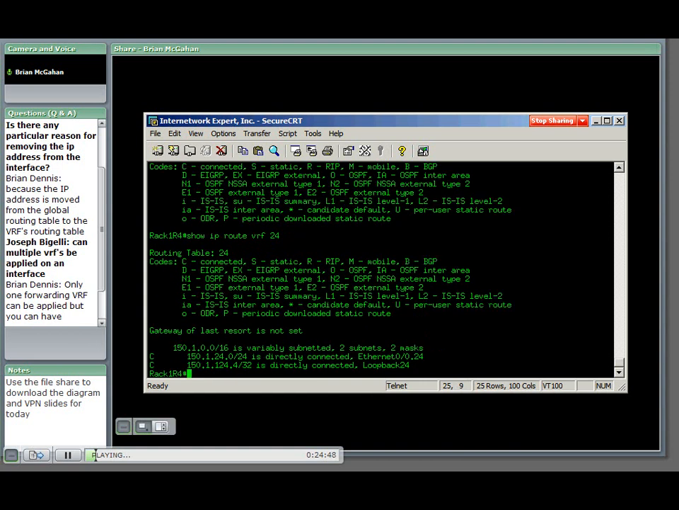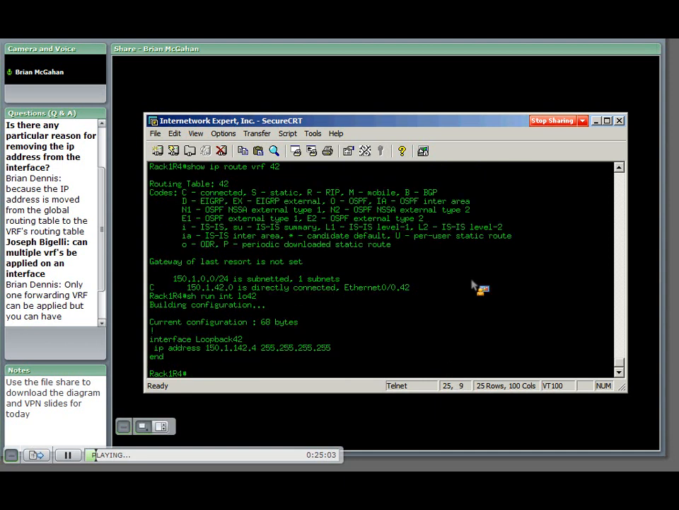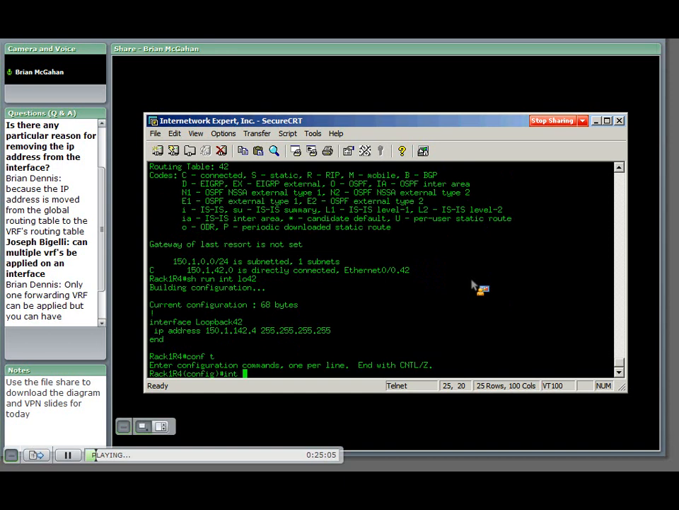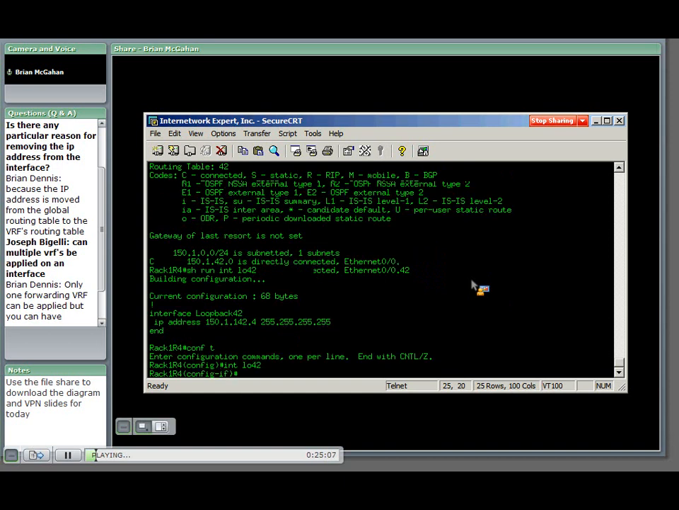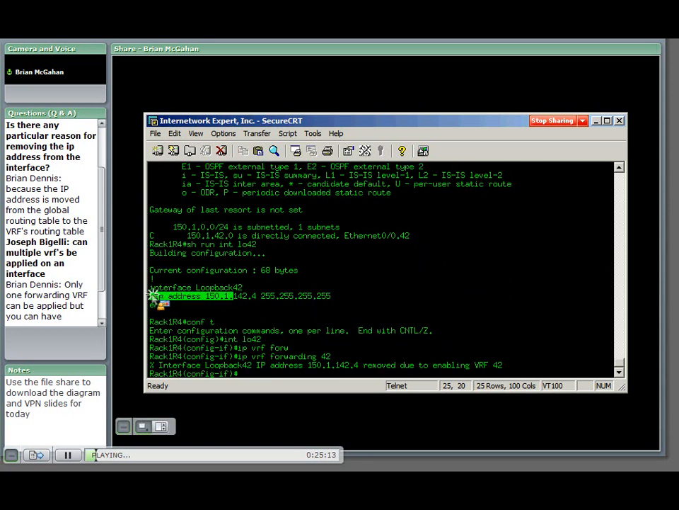So in this case, table 24, we see has the first Ethernet and the first loopback. And VRF 42 has the second Ethernet, doesn't have the second loopback. Let's see, interface loopback 42. Should be ip vrf forwarding 42.